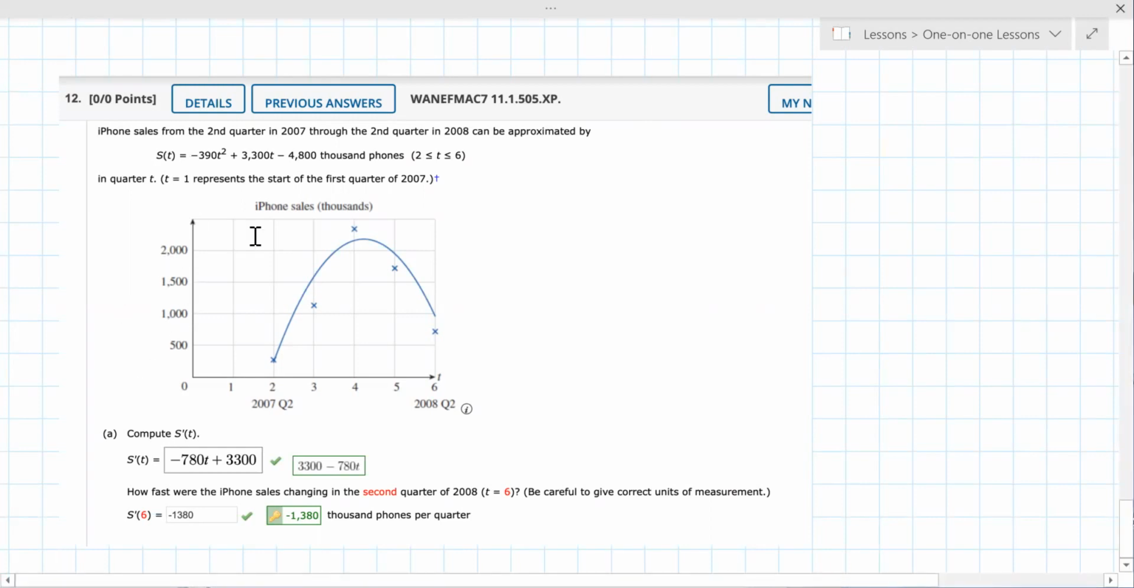iPhone sales are given by this equation. It says compute the derivative. So the derivative of this, that's just using power rule. You got that right. How fast were the iPhone sales changing in the second quarter? So they tell you what T is, so you took that number and you put it in for T and you got that value. Yeah, I think there's another part to this. Yes, and I have to go grab that from another picture.